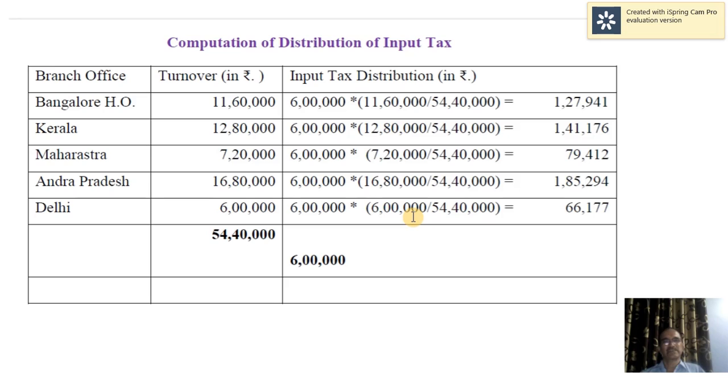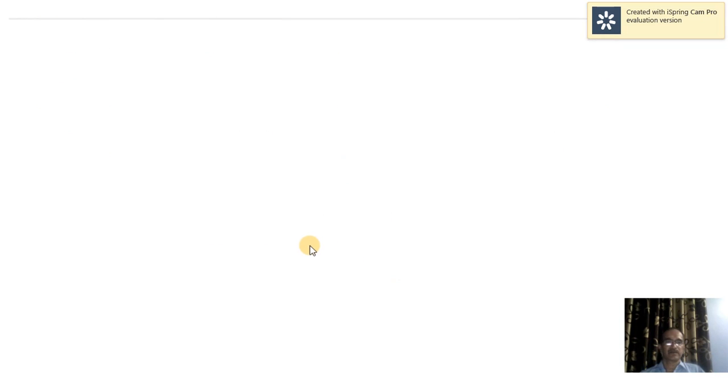In other words, this must be distributed proportionately. The value of turnover of each of these offices should be compared with total turnover, and based on that share, you have to distribute the total input tax credit among all these offices. So totally, when you add up, that will come to 6 lakh. Thank you.